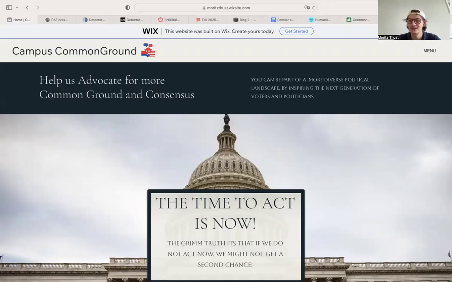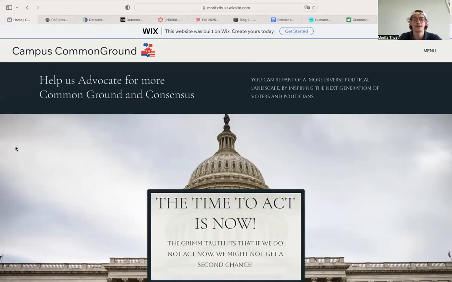Campus Common Ground was the name that we decided, or that I decided upon. I created a logo with the colors of the United States flag and both parties of the United States, the Democrats and the Republicans, to show that we are looking to build a bridge between those two parties. It also has some implementations of the American flag, since we're talking about United States politics.